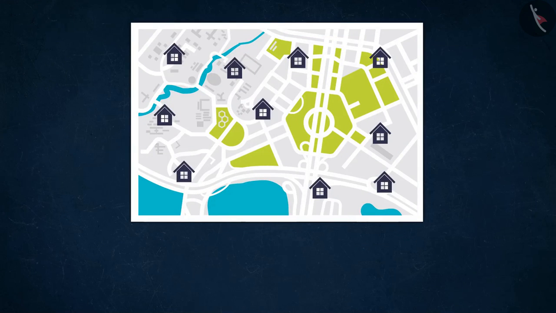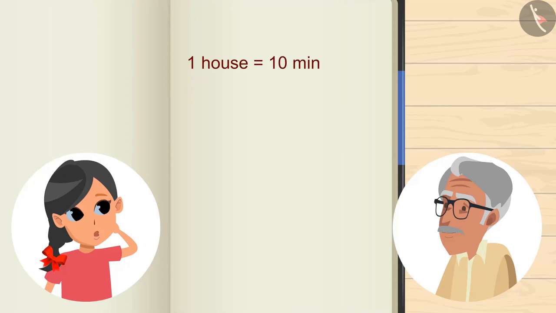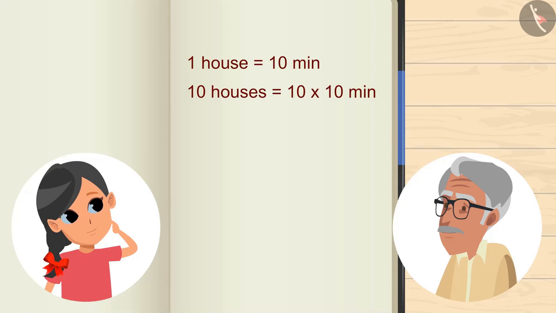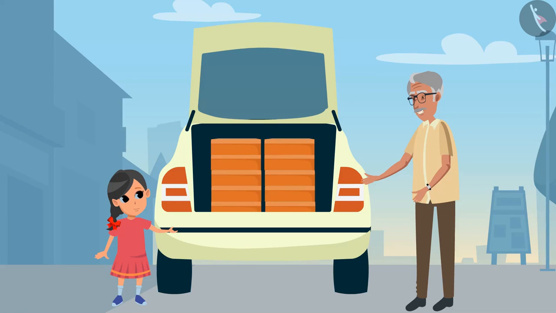Grandpa, how much time will each house take? Nearly 10 minutes. And we have to go to 10 houses. So, Grandpa, 10 houses will take 10 minutes each. So, 10 multiplied by 10, it will take 100 minutes. And do you know how many hours are there in 100 minutes?